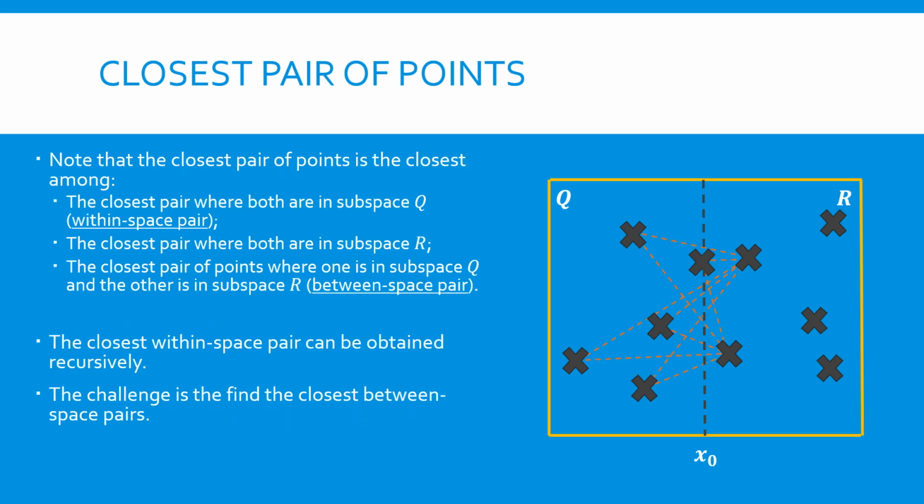Now, let's discuss the merge step. Clearly, the closest pair of points in the whole space is the minimum among the following three minimums: the closest pair where both points are in Q, the closest pair where both points are in R, and the closest pair where one point is in Q and the other is in R. In other words, the closest pair of points of the entire space is the minimum among the two closest within-space pairs and the one between-space pair. Using recursion, we can obtain the two within-space pairs. The challenge is to find the closest between-space pair.